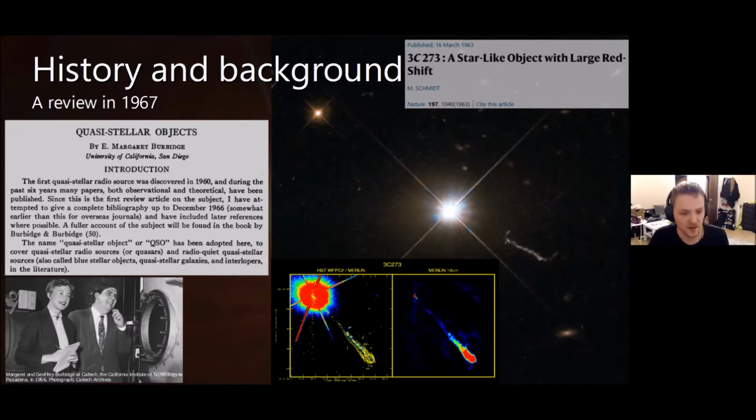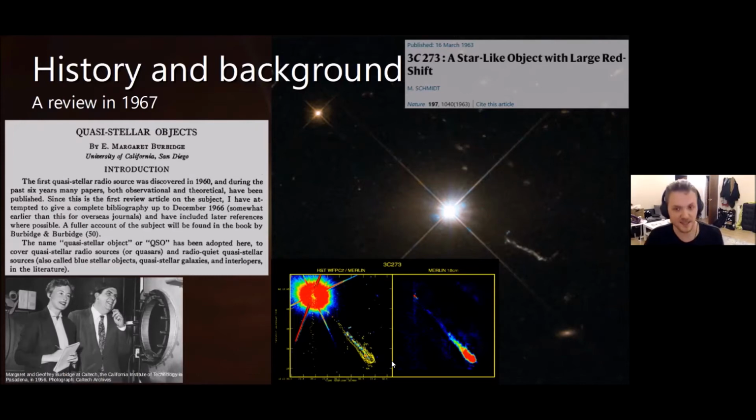I've superimposed a more recent image of this object, 3C 273, where you can see the radio emission. The colored emission is all radio emission, especially the outline here, with some Hubble Space Telescope data on top. So you clearly see that there is some sort of source, and from this source there is a lot of radio emission coming.